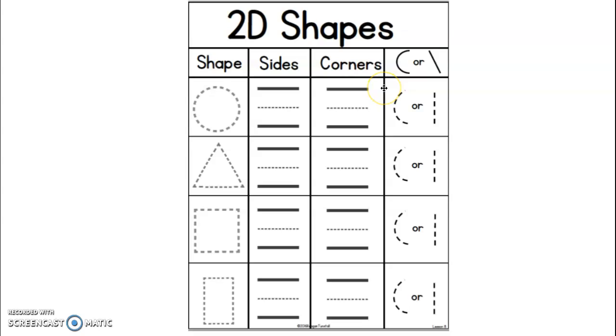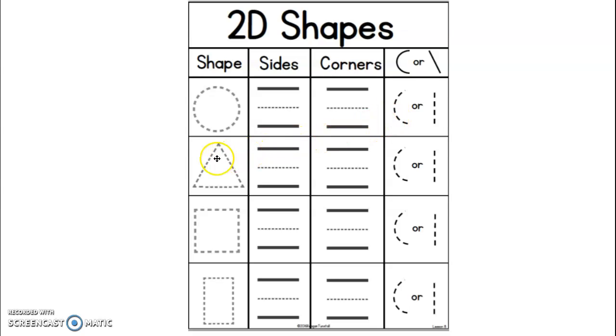In the last column, you have to decide what kind of lines are in this shape. Does this shape have curved lines or straight lines? You're going to trace the one that belongs for this shape.